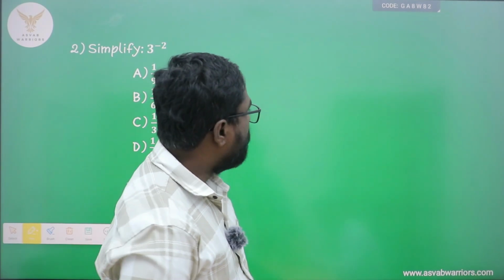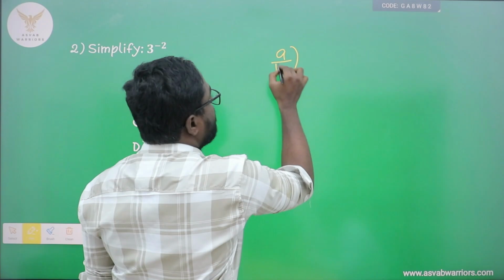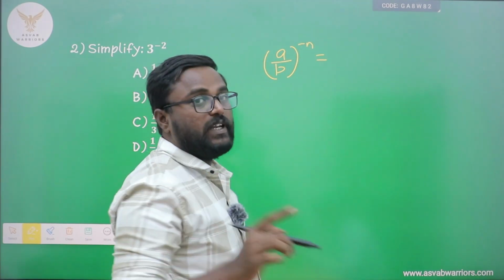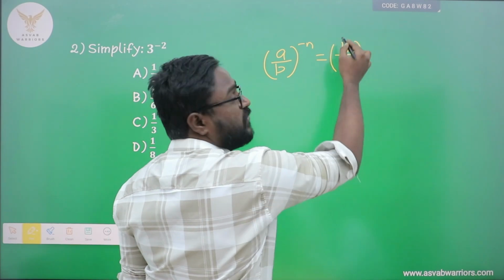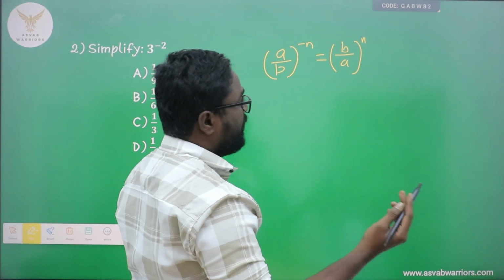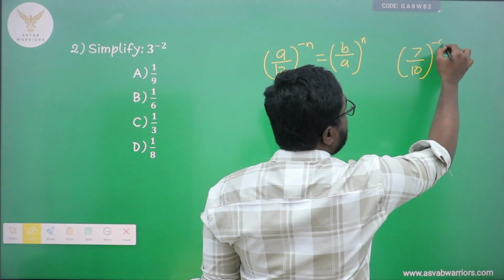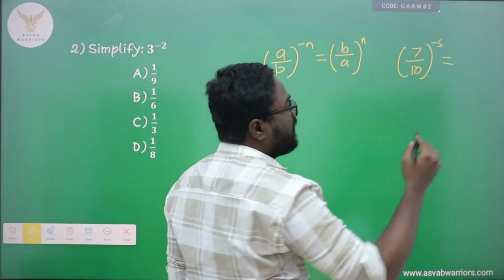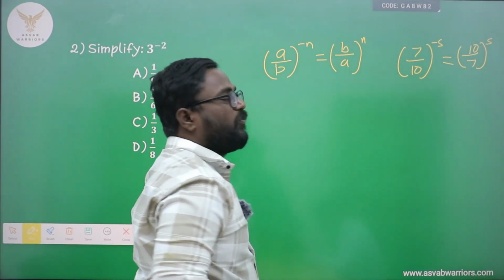Now I also want to tell you something very important about the negative exponent law. Whenever we have a fraction like this, a over b to the power minus n, it will be equal to the reciprocal, which is b over a to the power positive n. Now if there is a question like 7 over 10 to the power minus 5, it will just become 10 over 7 to the power positive 5.